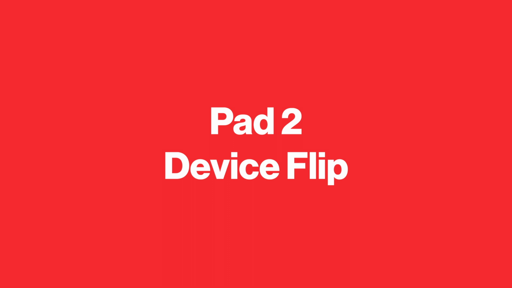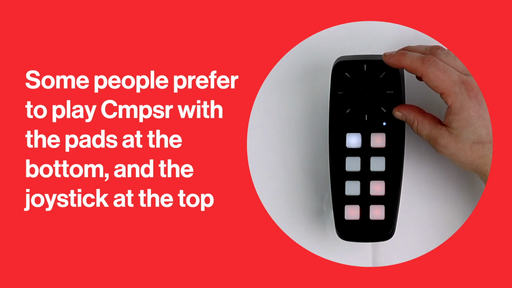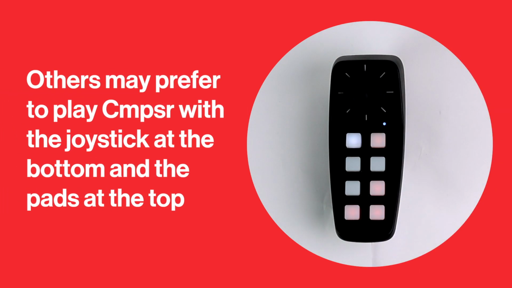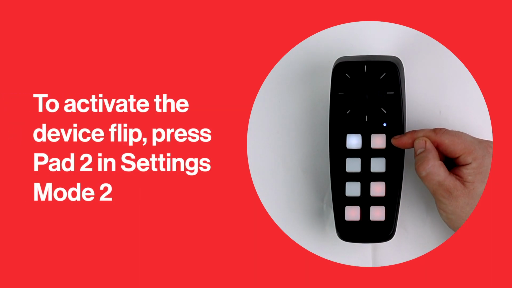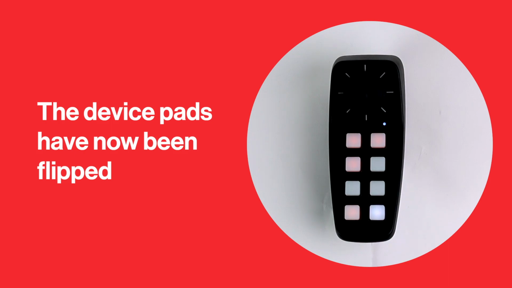Pad 2. Device flip. One key feature within Settings page 2 is the ability to reorientate your device. Some people prefer to play with the pads at the bottom and the joystick at the top. However, others prefer to play with the joystick at the bottom and the pads at the top. To activate the device flip, press pad 2 in Settings mode 2. I can now press pad number 2 and it will flip the device pads around.